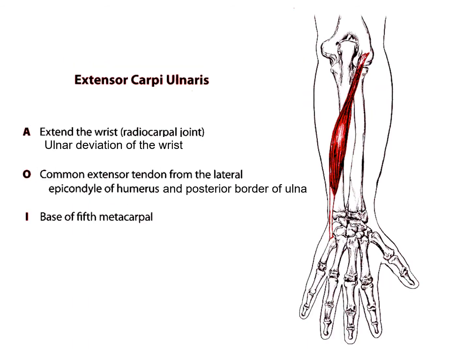The extensor carpi ulnaris acts to extend the wrist when used with the other two wrist extensors, and deviates the wrist to the ulnar or little finger side of the wrist when acting alone. It originates on the lateral epicondyle of the humerus and the posterior ulna, and inserts on the base of the fifth metacarpal of the hand.